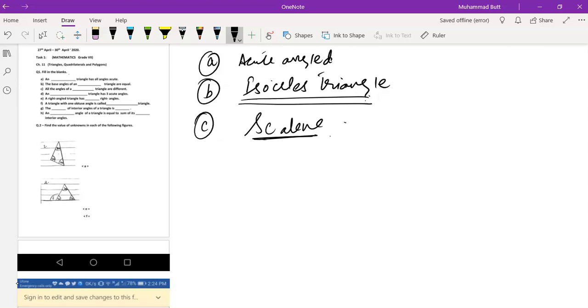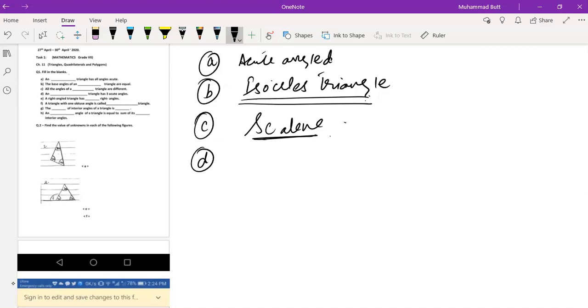Part D: an dash triangle has three acute angles, and it's the same. An acute angle triangle has three acute angles. Part E: a right angle triangle has dash right angle. There is only one right angle in every right angle triangle, because if there are two right angles, it will not form a triangle. Part F: a triangle with one obtuse angle is called. If there is one obtuse angle, we call it obtuse angle triangle. Part G is the dash of interior angles of a triangle is dash.